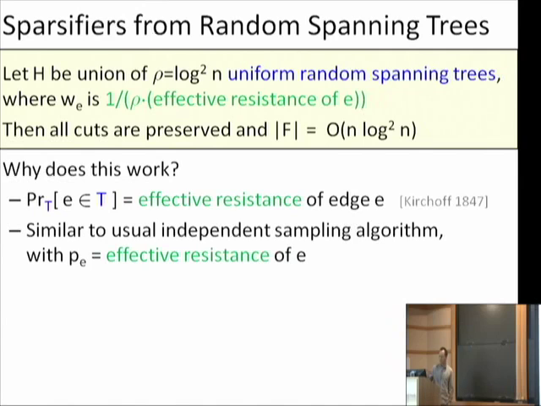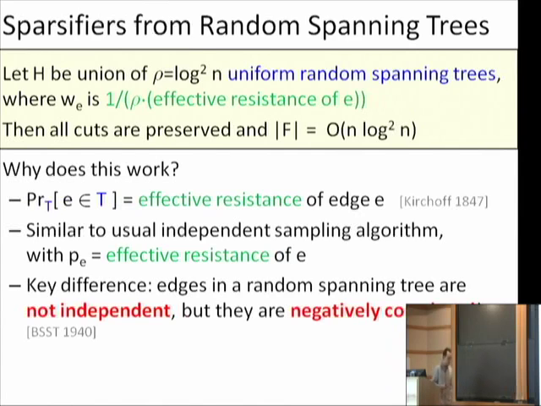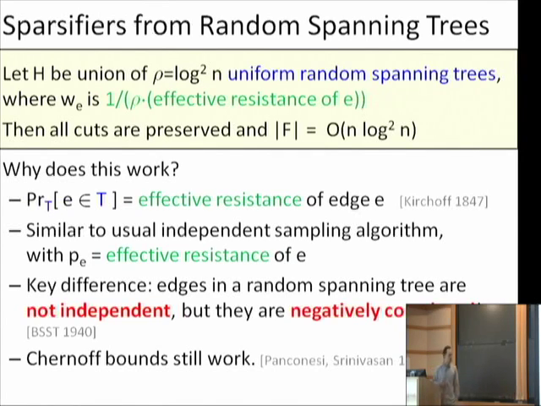In that sense, it's similar to the usual independent sampling algorithm, where the sampling probabilities are just set to the effective resistance values. But the difference is that the sampling now is dependent, not independent. The occurrence of edges in the random tree are negatively correlated events, and so Chernoff bounds are still known to work in this scenario. Yes, this is actually a paper of Brooks, Smith, Stone, and Tutte, when they were undergraduates at Cambridge University. This is their paper on squaring the square. I'm not sure if you've heard of this. OK, I'll look at it.